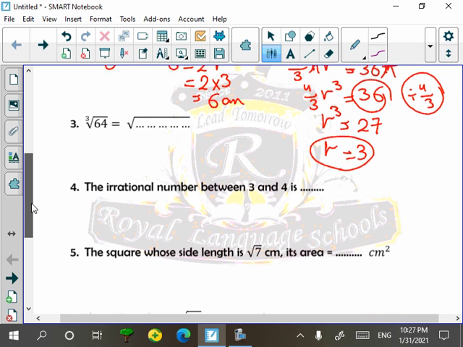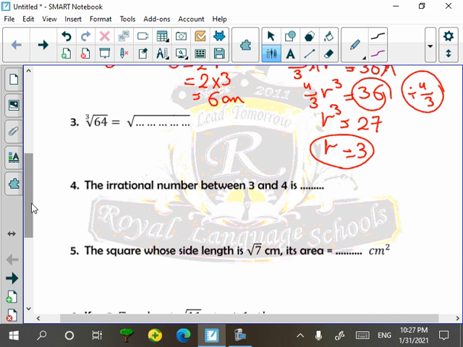Number 3, the cubic root of 64 equals the square root of... okay, the cubic root of 64 equals 4. What is the number under the square root that equals 4? Yes, it will be 16. The square root of 16 equals 4. Then the answer will be the square root of 16.